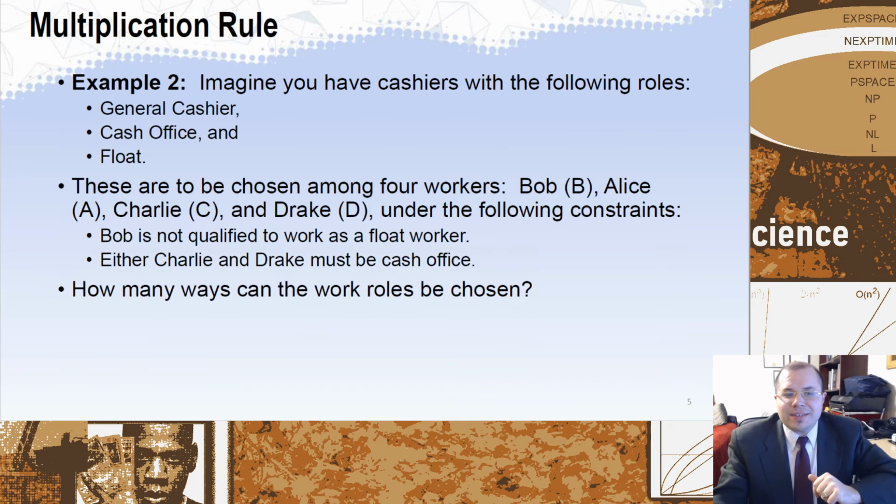So here's another example. Imagine you're working at a grocery store and you have cashiers, and the cashiers have the 3 following roles. They could be a general cashier, so this is just somebody that works at the till, and they don't necessarily have to worry about other types of tasks. They just work at the till, just helping with groceries. The second is the cash office role. They often play a very important role. And the third one is the float.